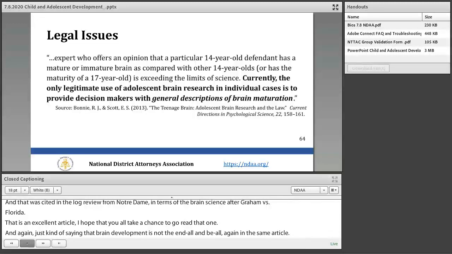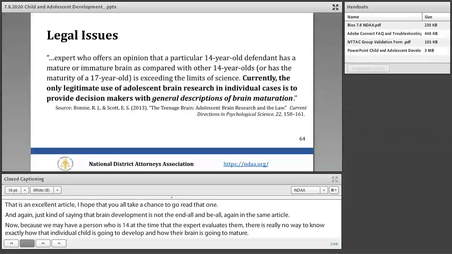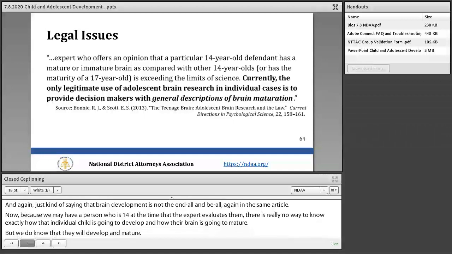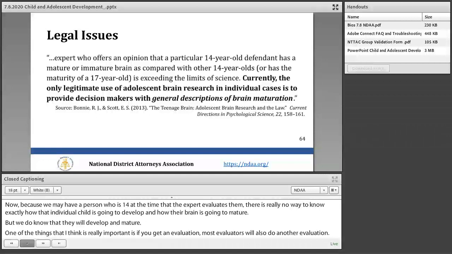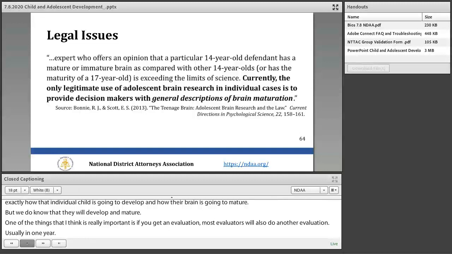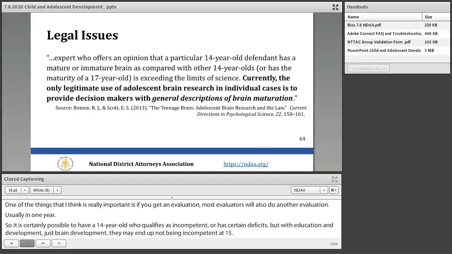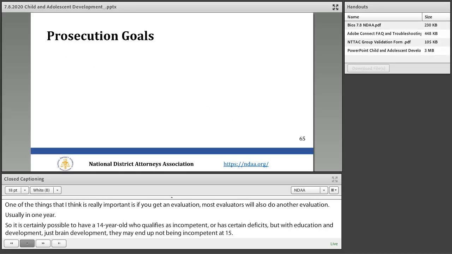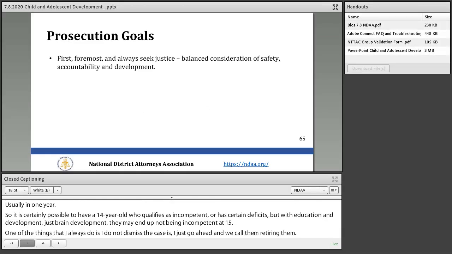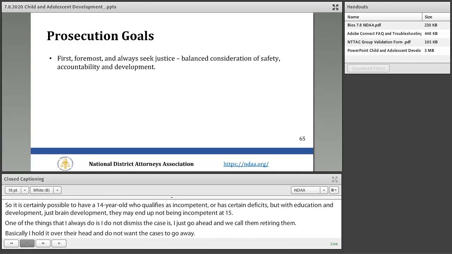Now, because we may have a person who is 14 at the time that the expert evaluates them, there's really no way to know exactly how that individual child is going to develop and how their brain is going to mature. But we do know that they will develop and mature. One of the things that I think is really important is if you get an evaluation, most evaluators will do another evaluation usually in a year. So it is certainly possible to have a 14-year-old who qualifies as incompetent or has certain deficits, but with education and development, just the brain development, they may end up not being incompetent at 15. One of the things that I always do is I don't dismiss the cases. I just go ahead and we call them retiring them. I hold them over their head. I don't want those cases to go away.